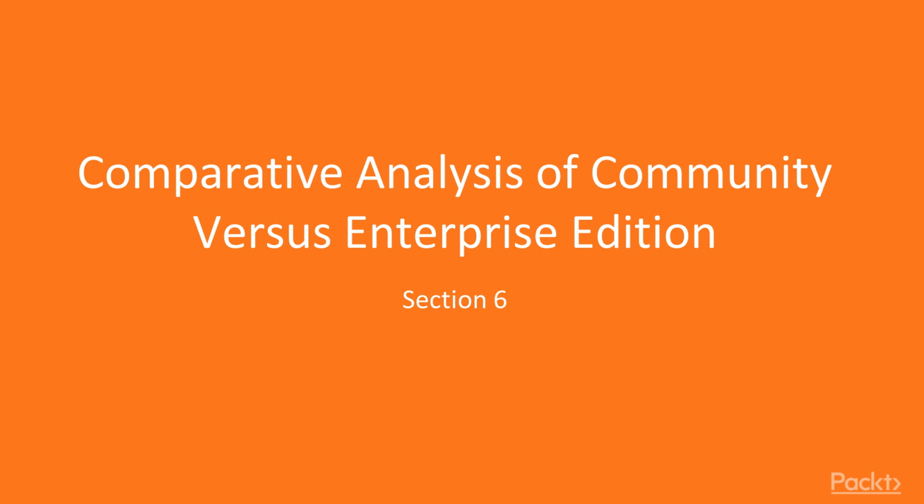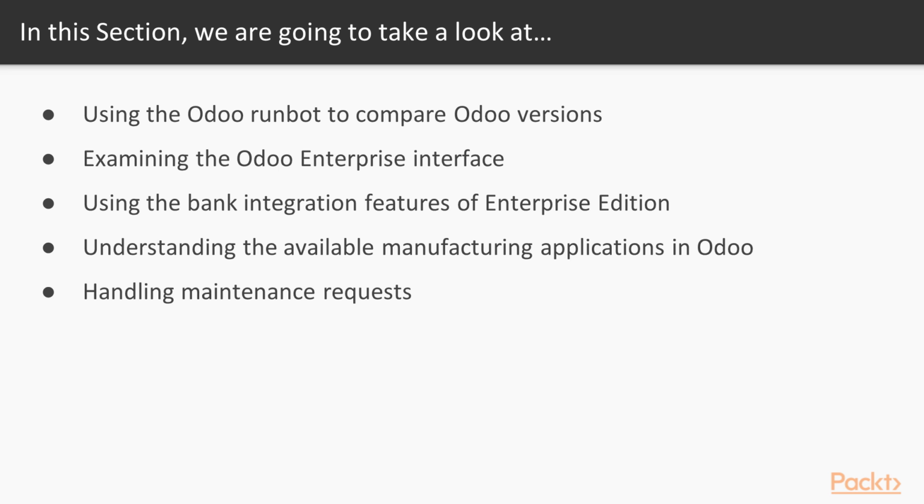Hello viewers! Welcome to the last section, that is Comparative Analysis of Community versus Enterprise Edition. In this section we will use the Odoo runbot to compare Odoo versions, then we will examine the Odoo Enterprise interface, and then we will learn how to use bank integration features of Enterprise Edition. Finally, we will understand the available manufacturing application in Odoo and learn how to handle maintenance requests.